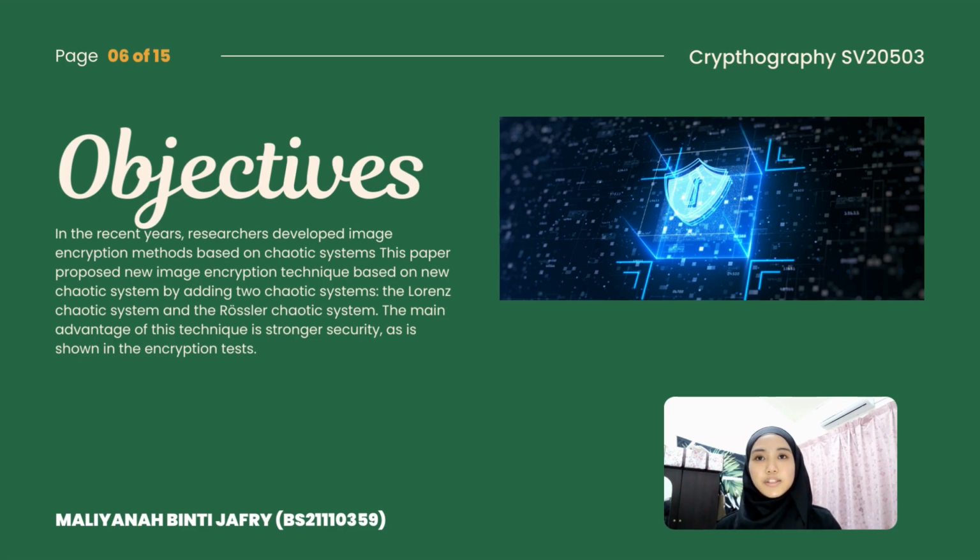In recent years, researchers developed image encryption methods based on chaotic systems. The objective of this paper is to propose a new image encryption technique based on a new chaotic system by adding two chaotic systems, which are the Lorenz chaotic system and the Rossler chaotic system. The main advantage of this technique is stronger security, as shown in the encryption test. That's all from me. I will pass to the next presenter.